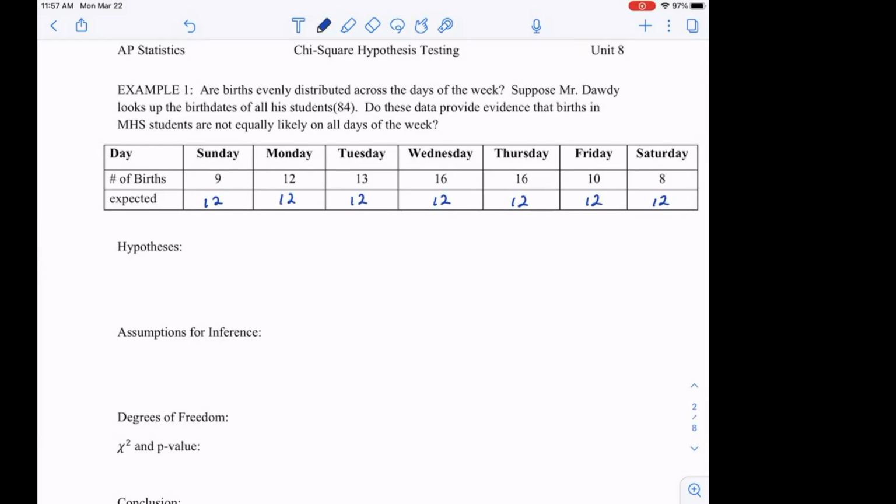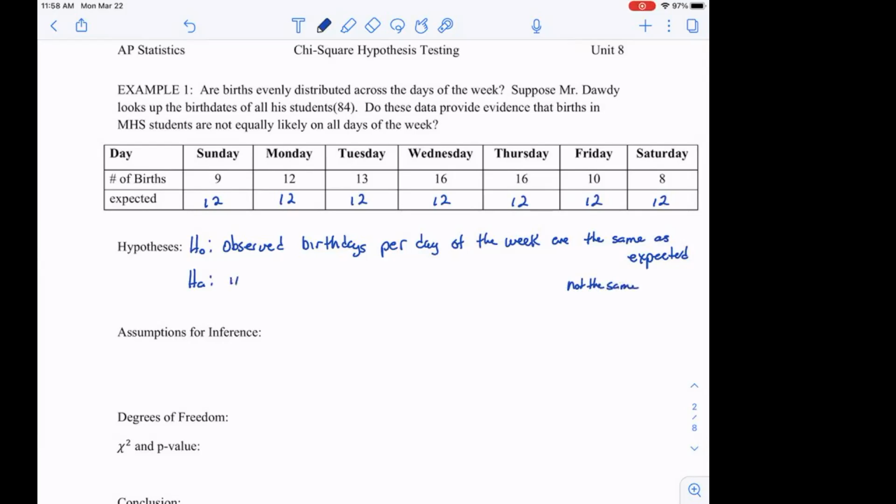Okay, so what's my null hypothesis going to be? Observed birthdays per day of the week are the same as expected.